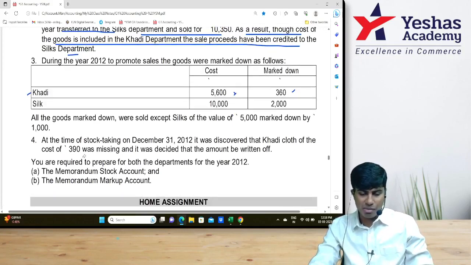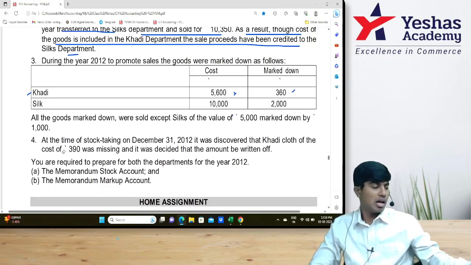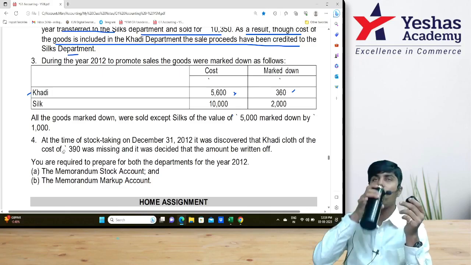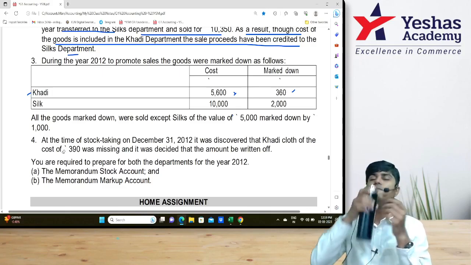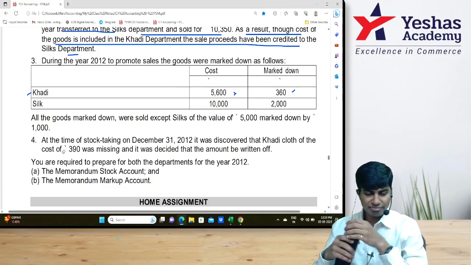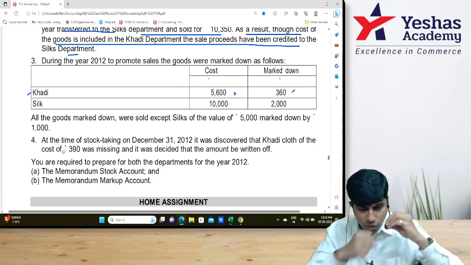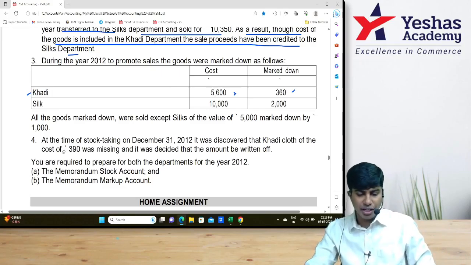At the time of stock taking on December 31st, 2012, it was discovered that Khadi cloth costing rupees 390 was missing. Underline that: missing. Abnormal loss. What is it? Abnormal loss. Am I right? Okay. Such abnormal loss of 390 was missing and it has to be written off.